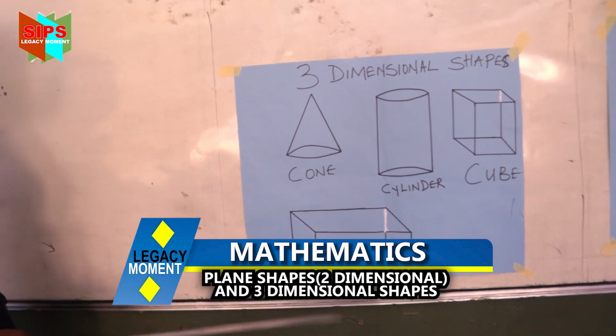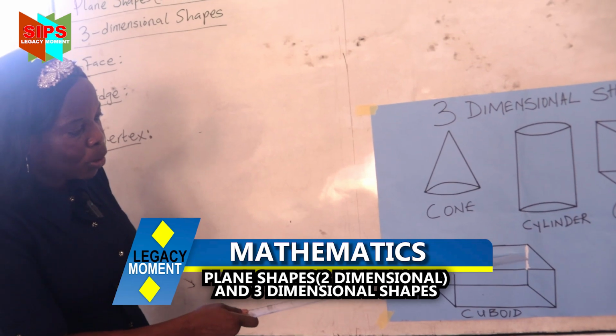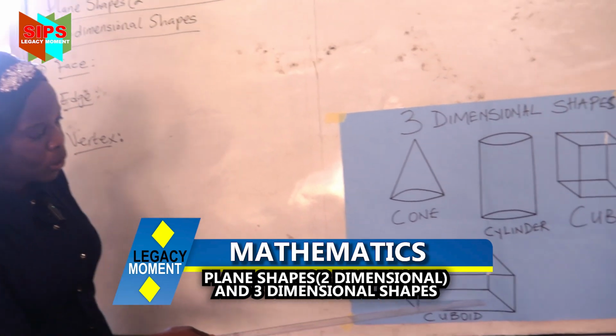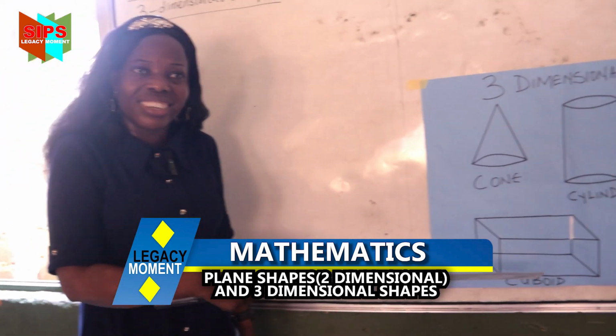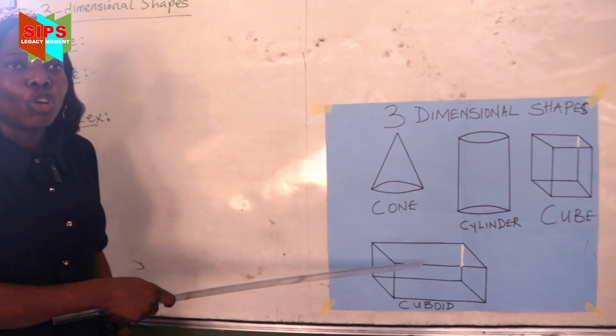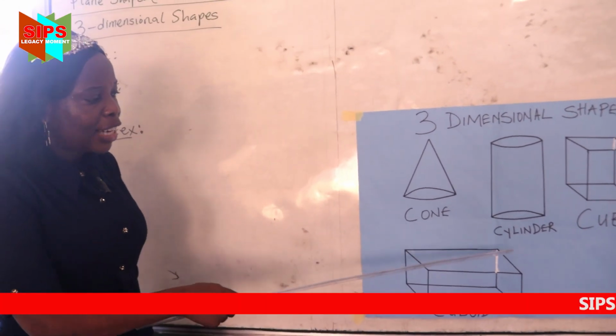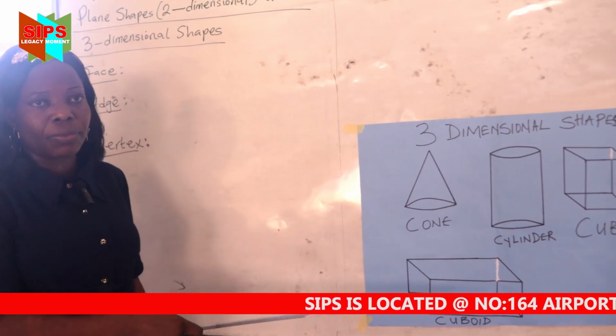Let's come back to a keyboard. A keyboard has how many faces? How many faces can you see? 1, 2, 3, 4, 5, 6. It has 6 faces. It has 12 edges and 8 vertices.